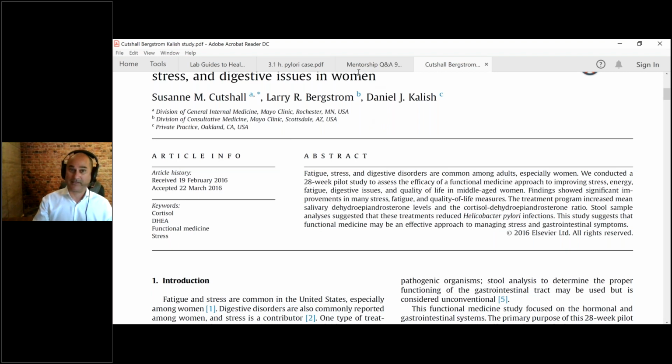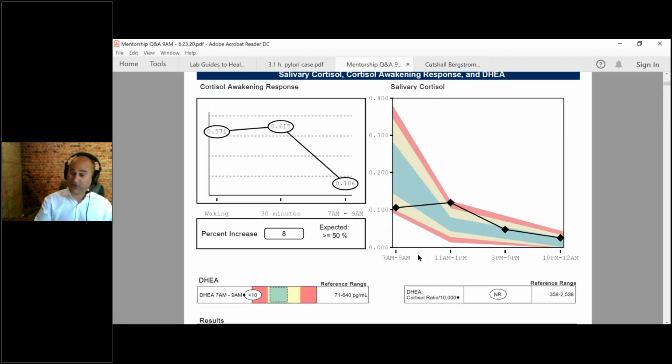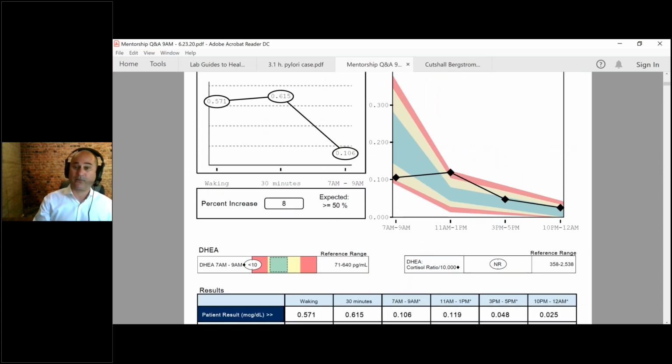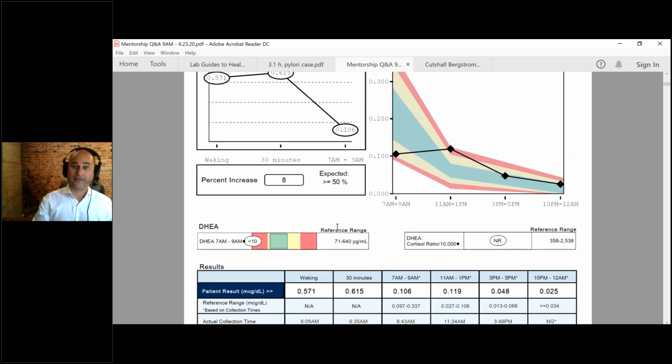And for that, we'll have another class someday. We can talk about that. And we did the H. pylori herbal support program. But you've got to adjust the adrenals as the opening round of getting rid of the H. pylori. It's not going to work otherwise.